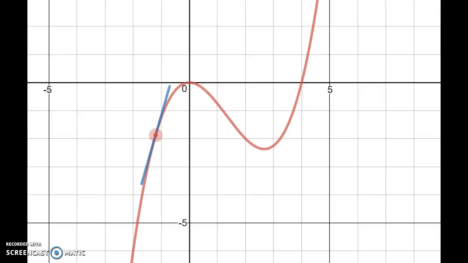Here, the slope of the blue line is a positive slope. It's increasing from left to right. The slope of the line is positive. So that means the red function is actually increasing. Anywhere that the slope of the tangent line is positive, the function is increasing.